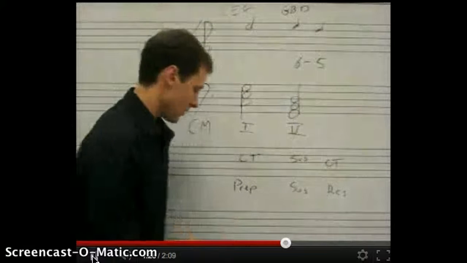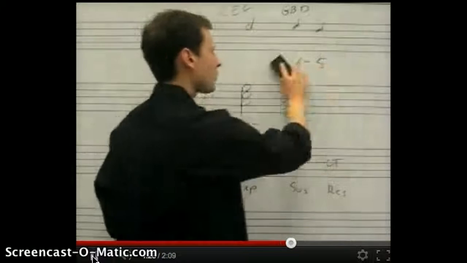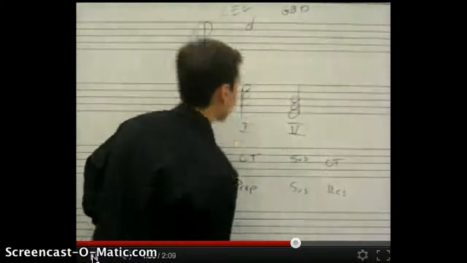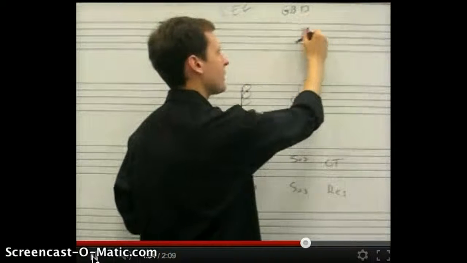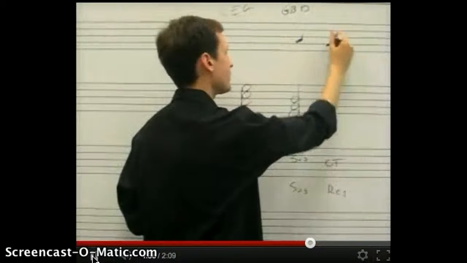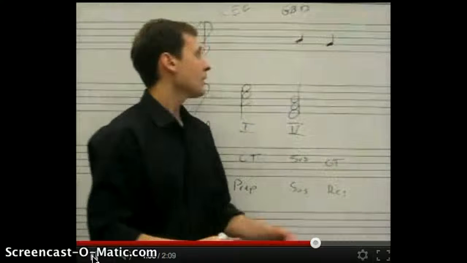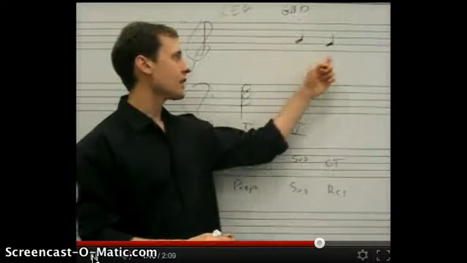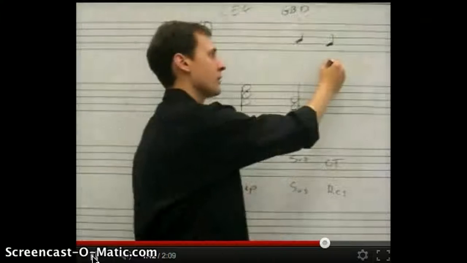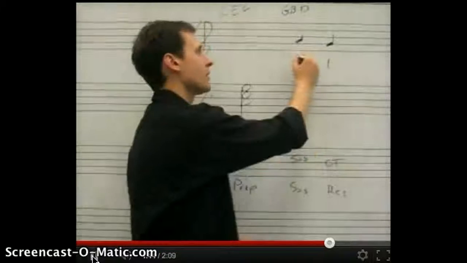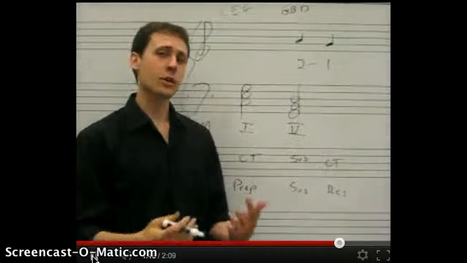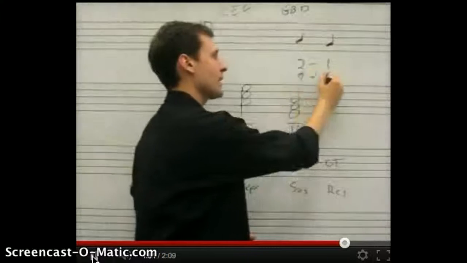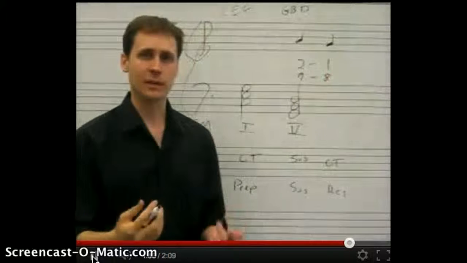Okay. Now, there's one more. And that would simply be if it went from A down to G. In this case, G is of course the tonic, so it's the 1. This would be a 2-1 suspension. You could also call 2-1 a 9-8 suspension because it's the same notes.